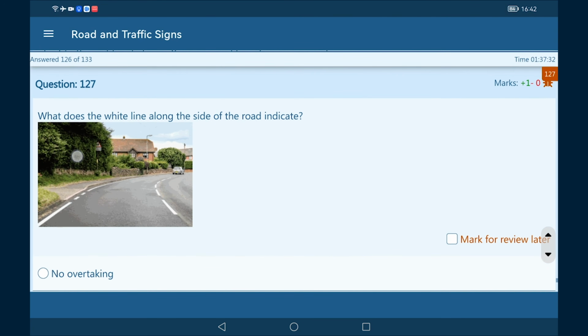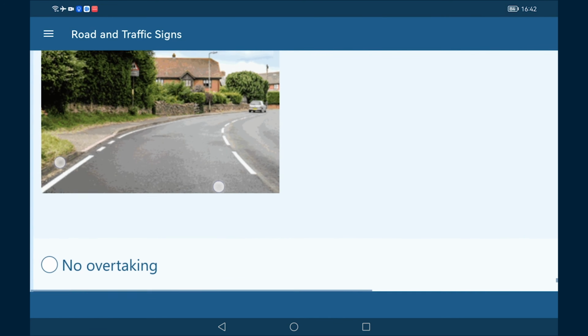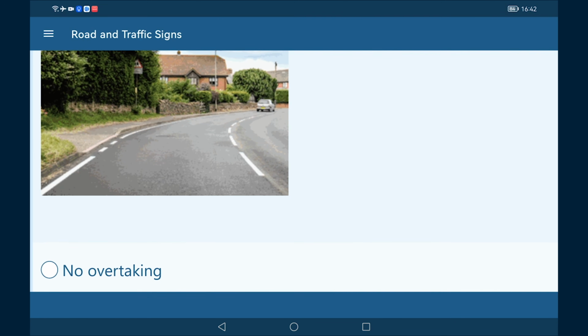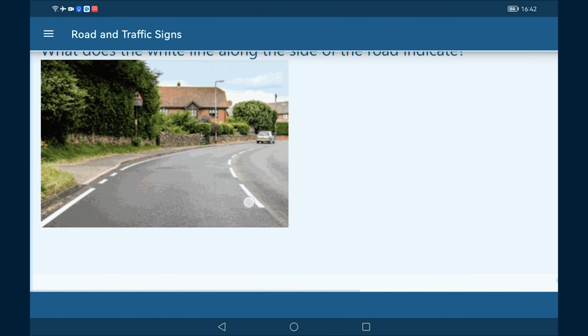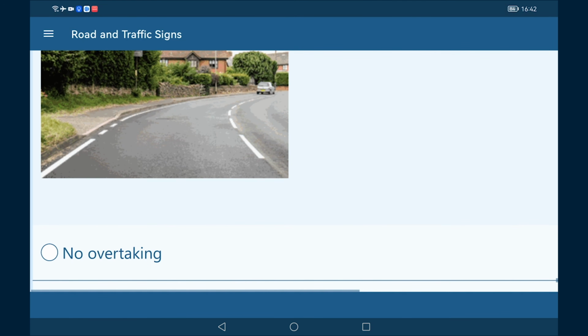127. What does the white line along the side of the road indicate? Option 1. No overtaking. Option 2. No parking. Option 3. The approach to a hazard. Option 4. The edge of the carriageway. The correct answer is option 4, that is, the edge of the carriageway.